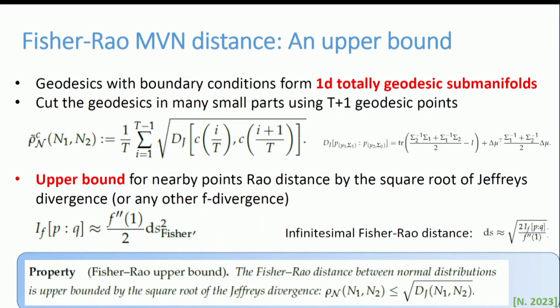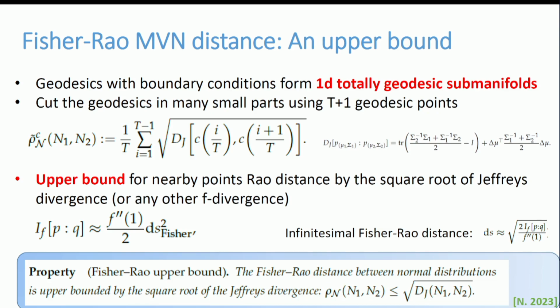and then I just apply this recipe that I showed in the former part. So now, a geodesic, we know that it is a totally geodesic submanifold, right? So what I'm going to do is cut the geodesic into T parts, and I'm going to bound the Fisher-Rao distance in each part. And if I do that, I will upper bound also the Rao distance. And to upper bound the Rao distance on one part, you can show that the square root of the Jeffreys divergence, which is the symmetrization of the Kullback-Leibler divergence, is an upper bound.